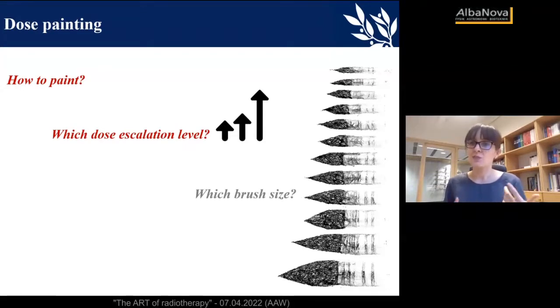So again, in the analogy with art, should we use a small brush or should we use a brush of large size? Should we, in other words, paint the dose voxel by voxel according to what we see on a PET image, or should we actually identify larger areas of hypoxia and give a uniform dose boost on those areas? So I'm now going to attempt to give an answer, or at least discuss these two questions.